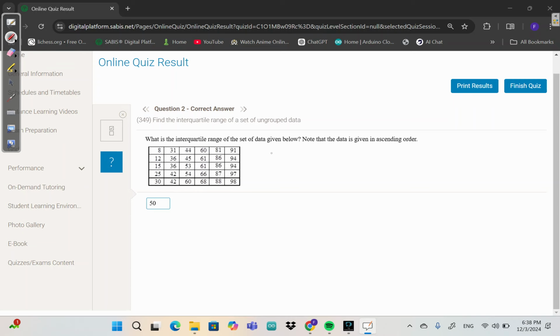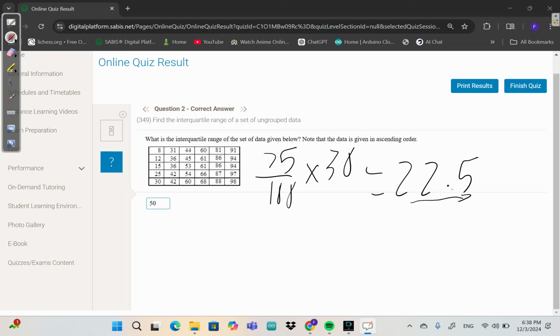Let's start with the upper. 75 over 100 times the total number, which we said is 30. Now if we do this on our calculator, we'll get 22.5. So we know that our upper is in the 22.5 position. Anytime you get a decimal, you round it to the next number. So 22.5 is going to be 23. Our upper quartile is in the 23rd position.